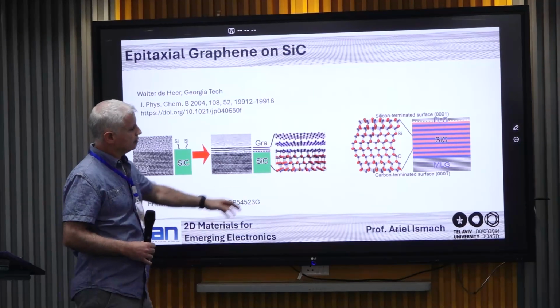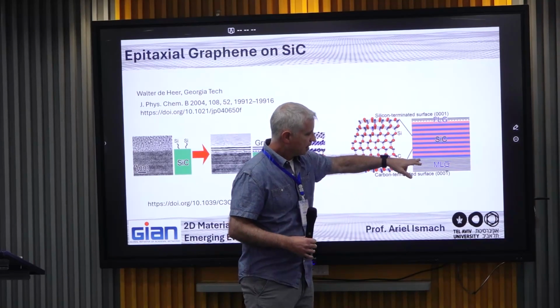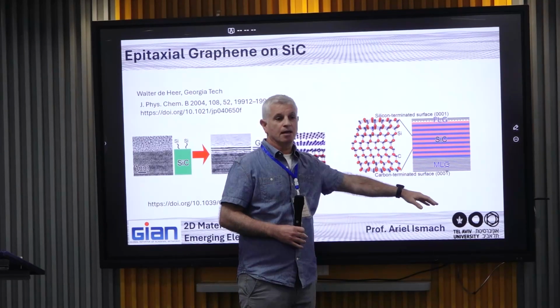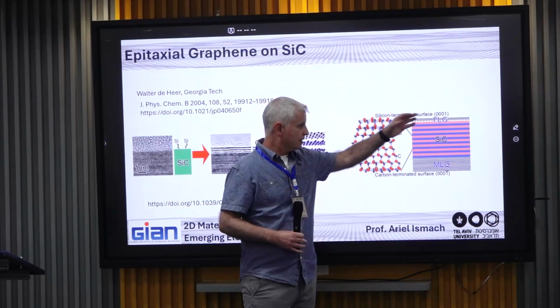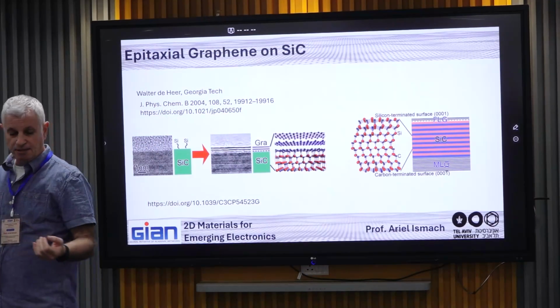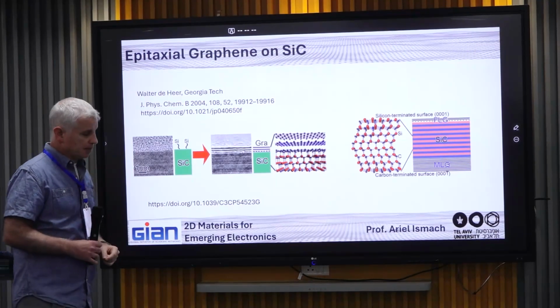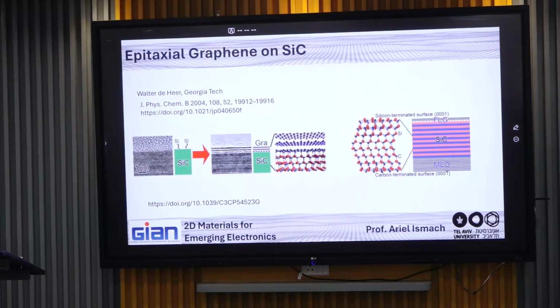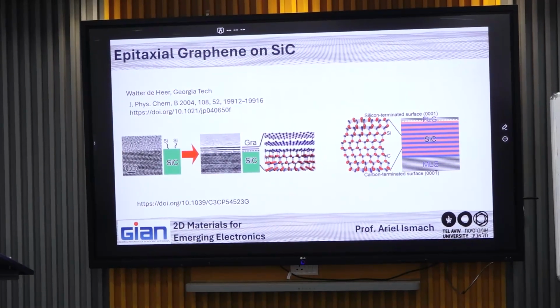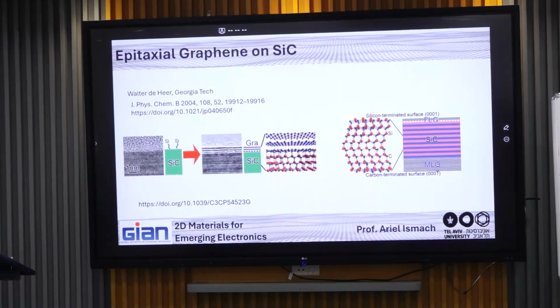And then it depends what side of the silicon carbide you use, because if you use the carbon terminated face, you get a multilayer. If you use a silicon terminated face, you get a much thinner, probably sometimes a single layer. This is also a very interesting approach. But of course, you need very high temperatures. Okay. Questions for graphene growth?